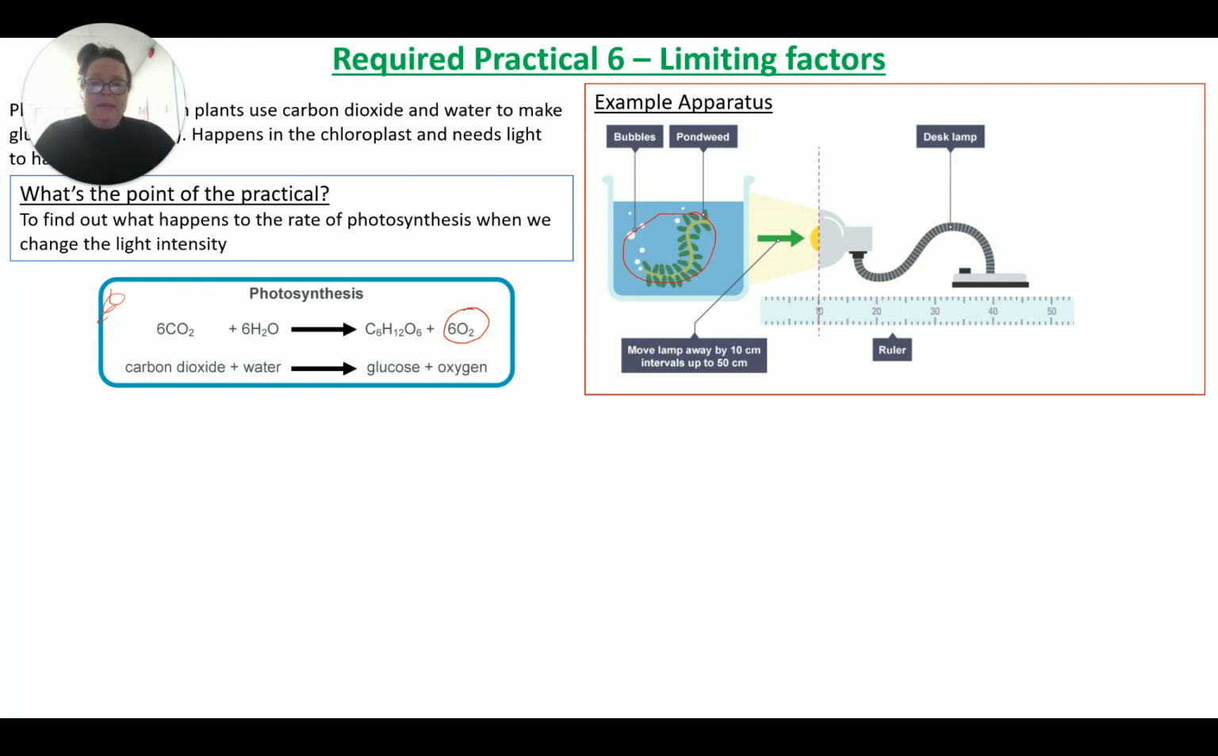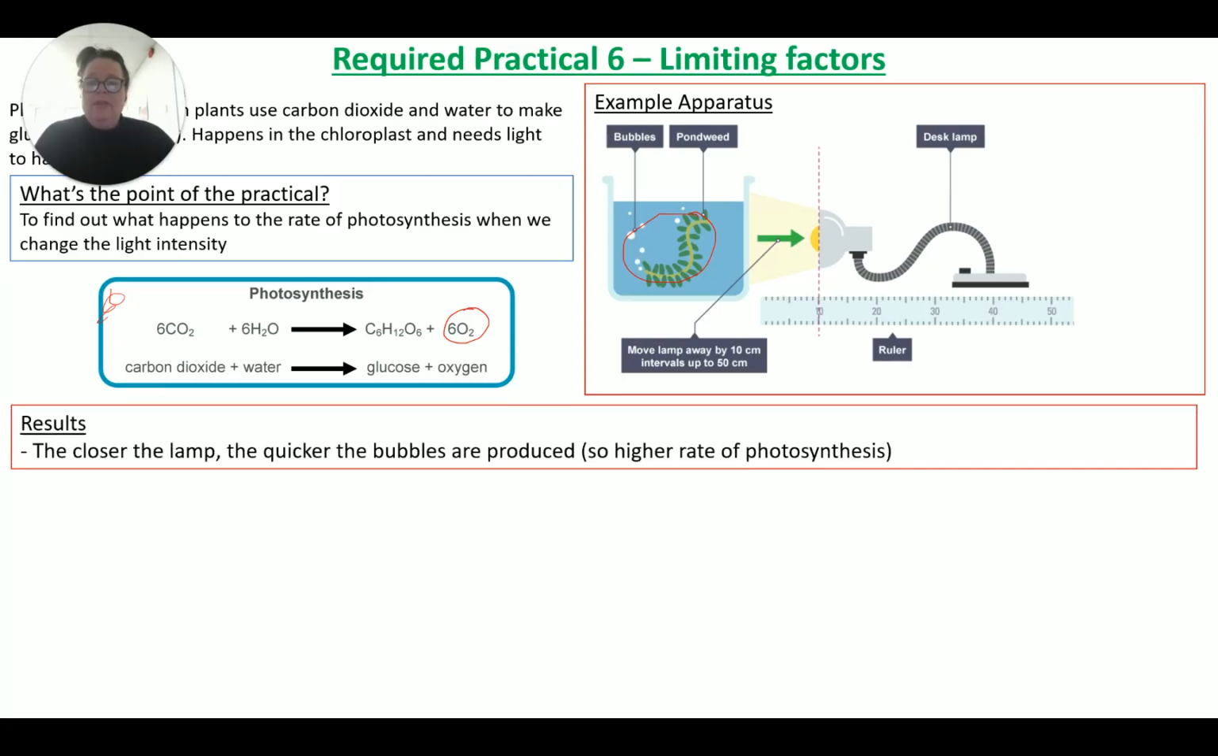Right, now here's some of the questions. We're going to write the method in a minute, but here's some of the questions that you may get asked. So the results: the closer the lamp, the quicker the bubbles are produced, so a higher rate of photosynthesis. That's a conclusion. So if it says, what can you conclude from this experiment? That's what you're going to be writing. Sometimes they'll give you a graph or a table of results as well.